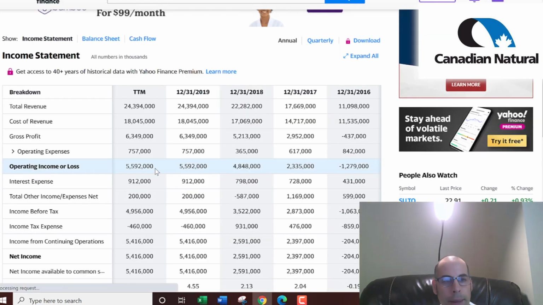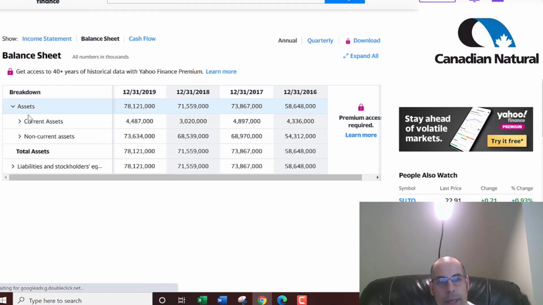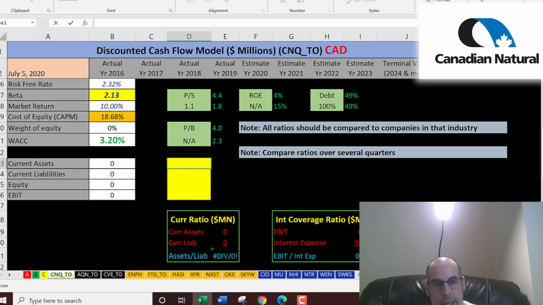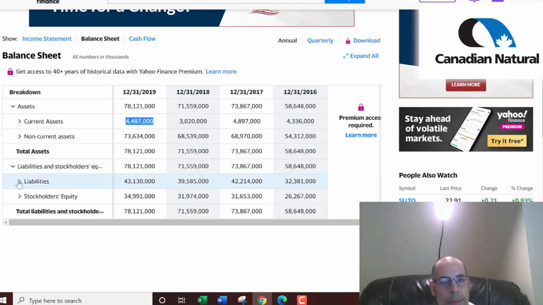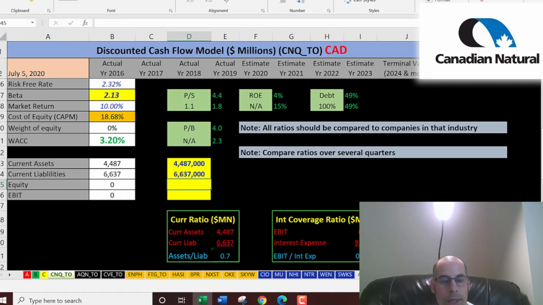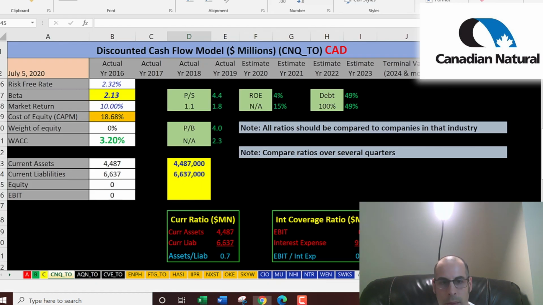Let's go back to the balance sheet and get their current assets, because we need to look at their ratios later on. They have $4.5 billion in current assets. That's cash, accounts receivables, and inventory. Current liabilities are debts and payables, which are due within 1 year, and that's $6.7 billion. And equity is the value of the company according to the balance sheet, which is total assets minus total liabilities, and that's $35 billion.